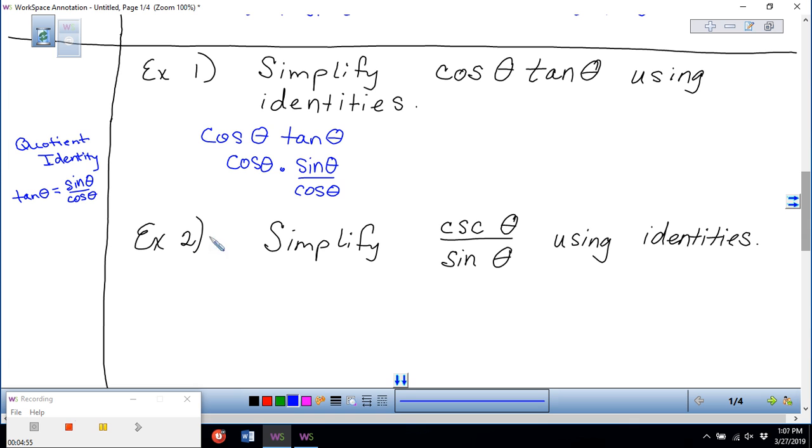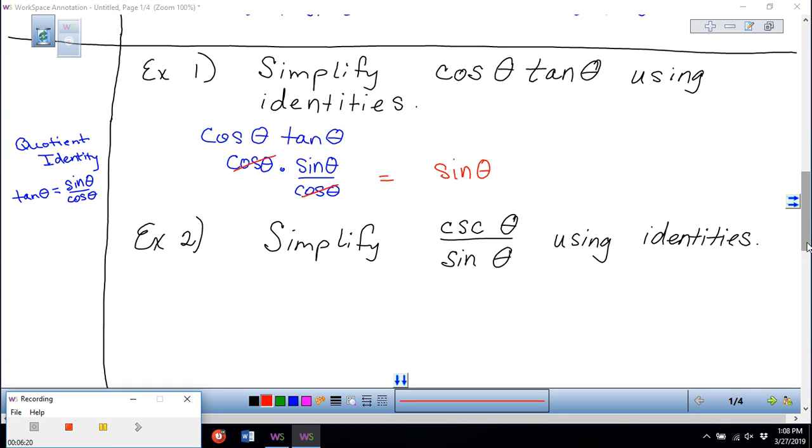And then once I've done that, you'll notice that we have a cosine theta on top, we have a cosine theta on the bottom, and those will cancel out with each other since we have one in the top and one in the bottom. And we are left with sine of theta. So we simplified cosine theta, tan theta, and we got sine of theta. Let's go ahead and pause, copy this example down, and we'll move on to example 2.